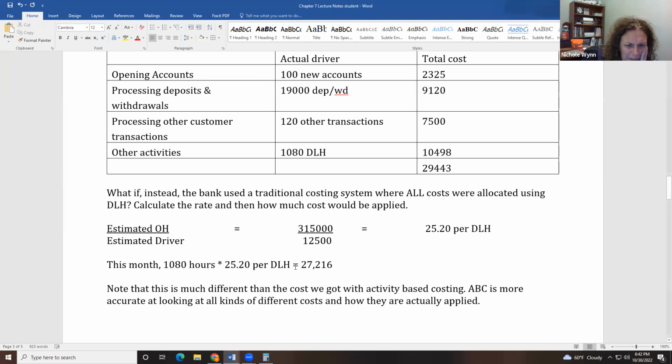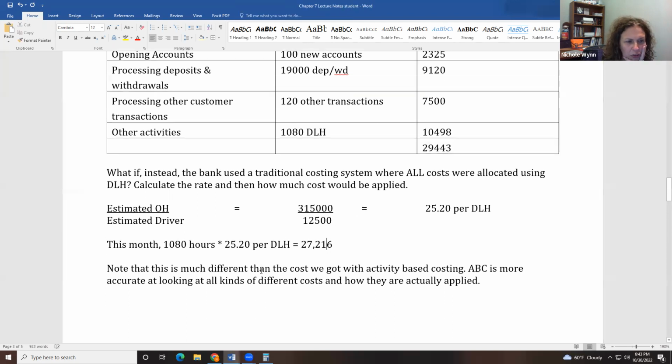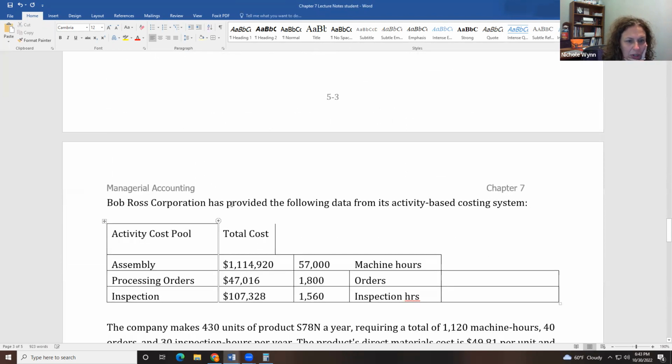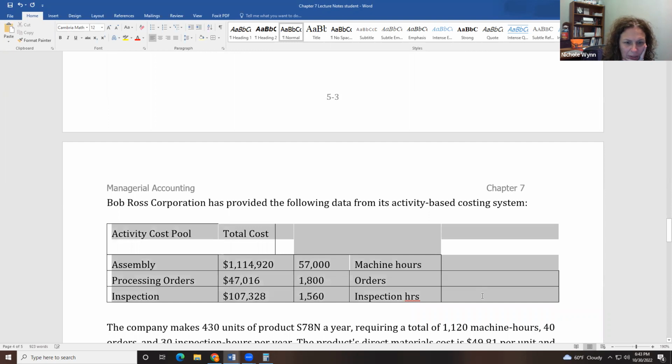So that number is different, but it's not drastically different. I guess if we added 3 zeros to it, it would be significantly different if we were looking at a bigger bank. But it's actually a lot more accurate to spread it out based on all of our different drivers rather than just looking at one driver. So I wanted to show you other examples of this. And so moving on, I've got some other examples that we're going to work through.